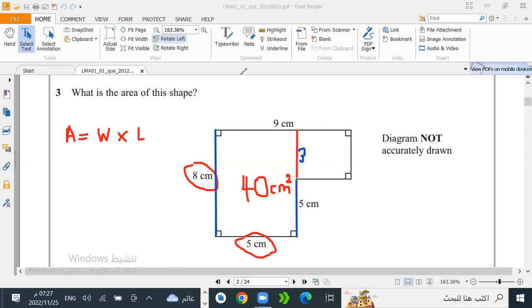What about the other one? Let's see the other one. This part is 5 and all of this is 9. So what's this? 4. Very good. Good job. So the upper half on the left is 5, so this is 4, this is 3. Now what's the area? When we multiply 4 and 3, we get 12. We multiply width by length. You get 12.